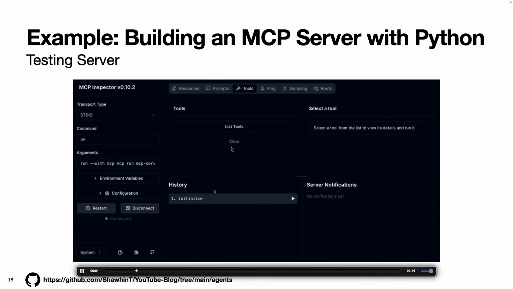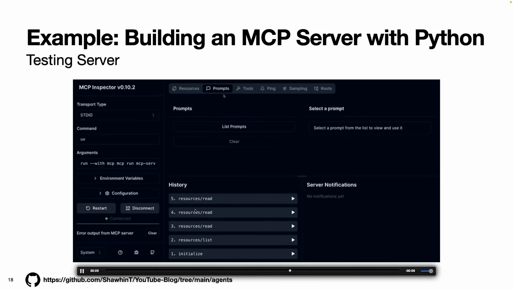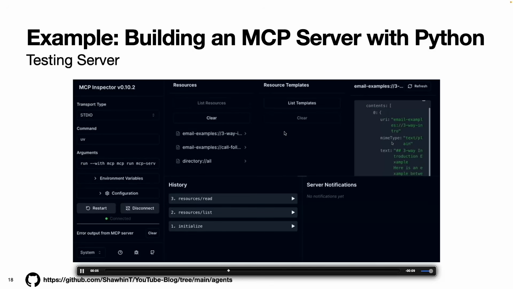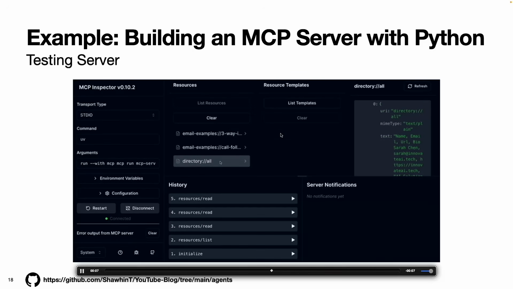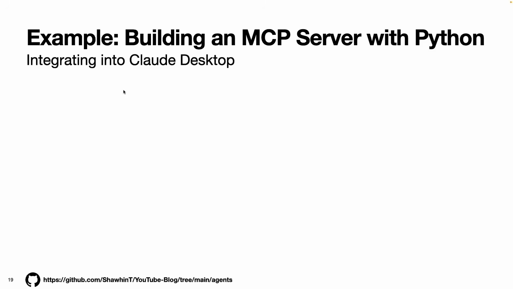So we can see that everything we just created is indeed available, and we can click around and make sure everything looks good. We'll see this history of the requests that we're sending to the server. We're just testing and checking if the server actually works and everything we created is available. Once we've confirmed that works, we can integrate it into an AI application.